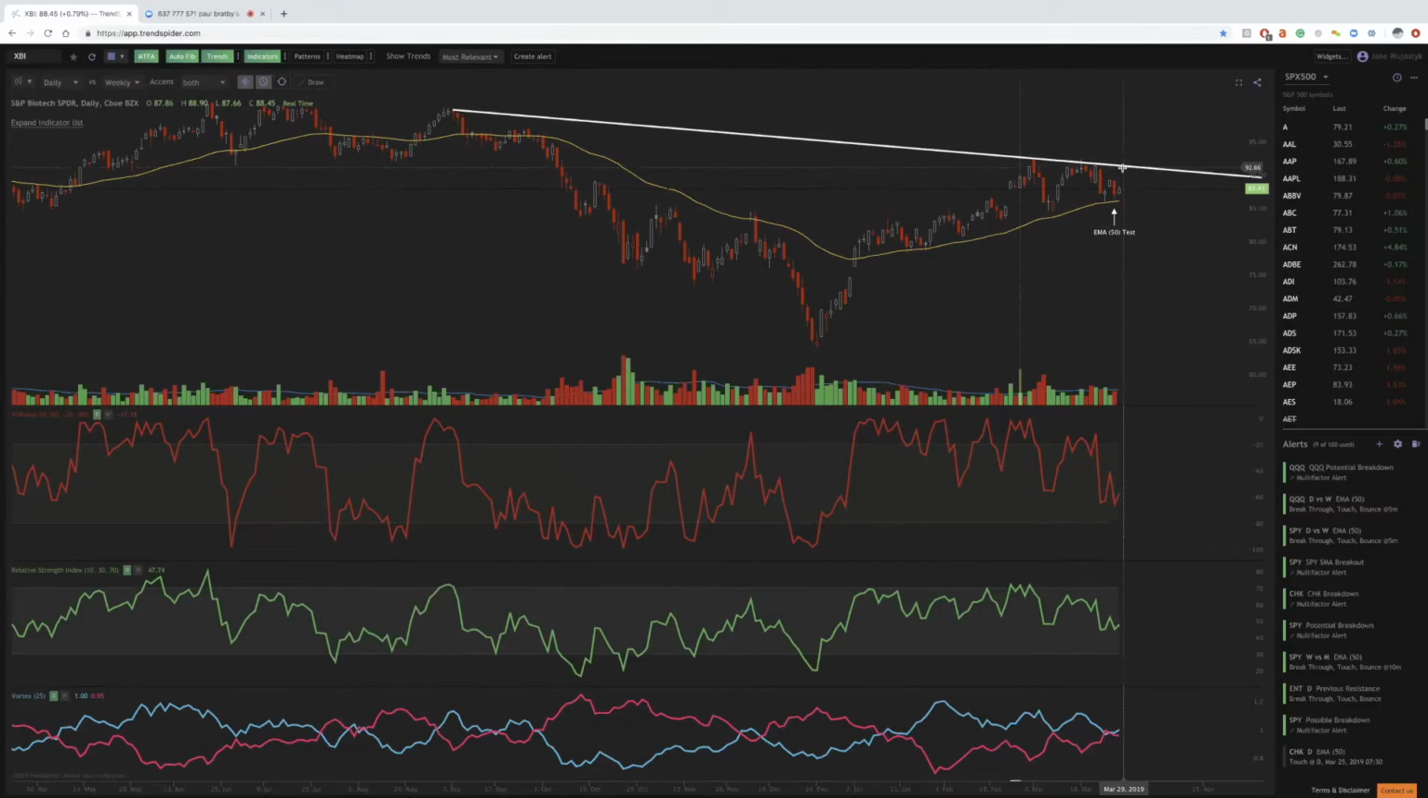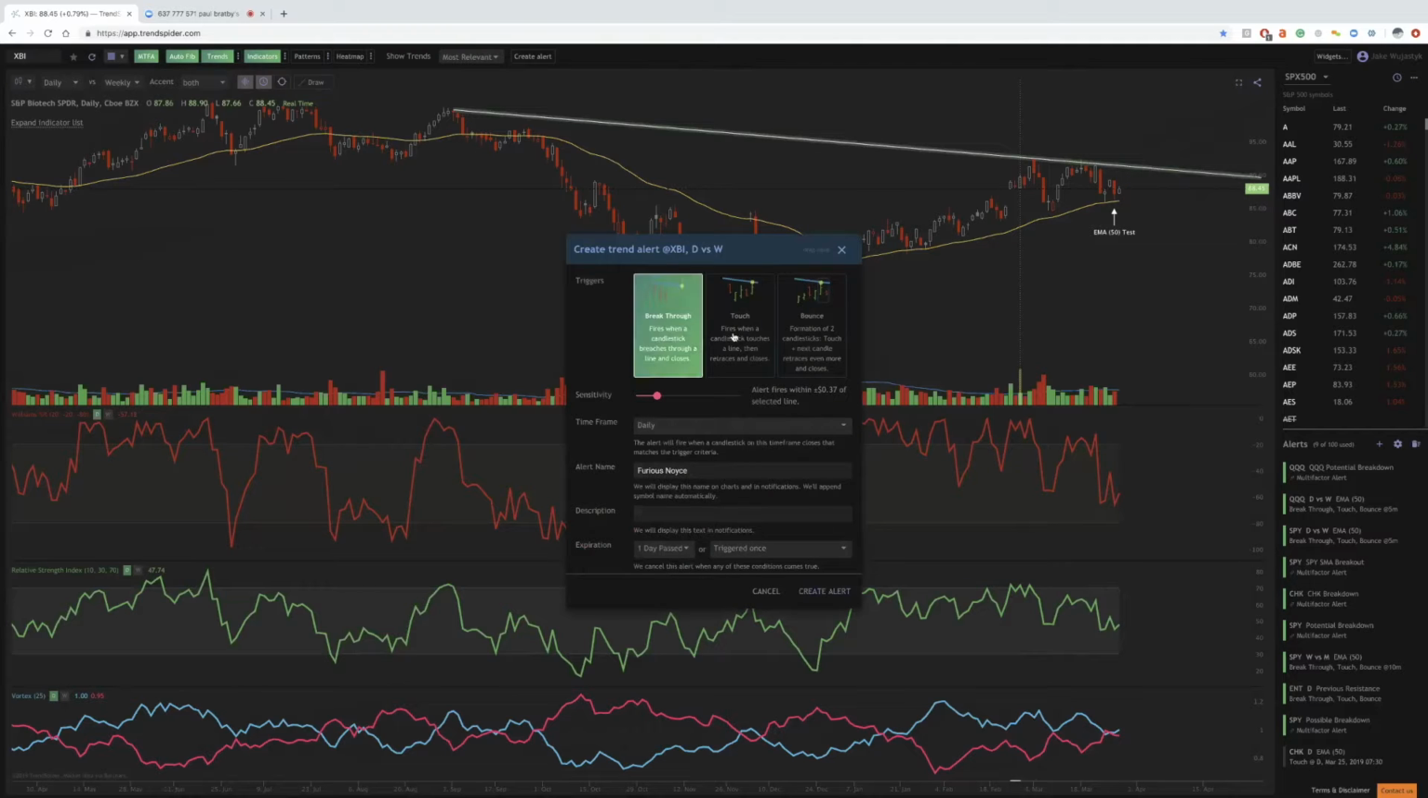If we did break out here, I'll just go ahead and create an alert on this trend line, and we can do that kind of less sensitive. Get that for 5 minutes. Name it just resistance above. And same thing, we can just do it for, let's say, 7 days or triggered twice.